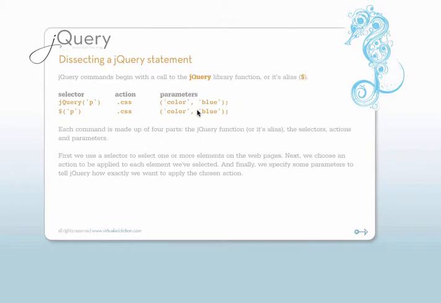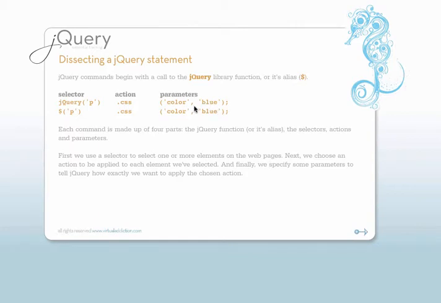So right here, we've asked the selector to select all paragraph tags on the page, and we've chosen jQuery's CSS action, which is used to modify a CSS property of the paragraph elements that were initially selected. And finally, we've set some parameters to set the CSS color property and then the value to blue. So this would result in all paragraphs turning blue.